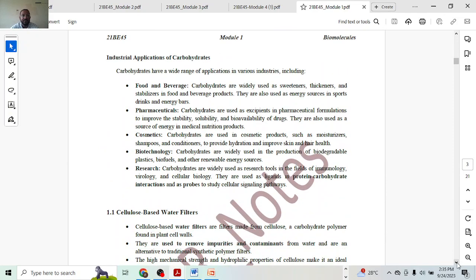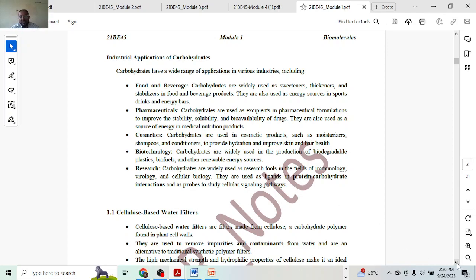Okay, so that was about this thing. If time is permitting, since it is there for only 5 marks, you don't have to write industrial applications of carbohydrates. But if it is asked for more than 5 marks, you have to write the industrial applications, at least out of the 5 I have given here. If the same question is asked for 10 marks, you have to write everything that is there in the notes, your understanding.